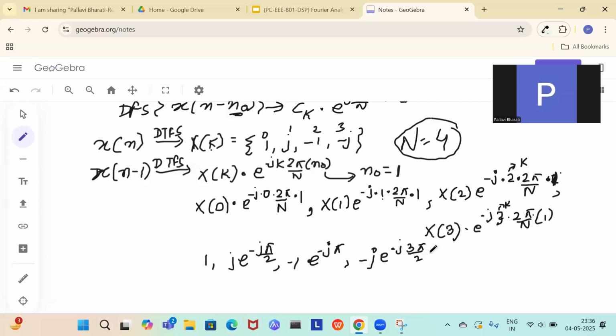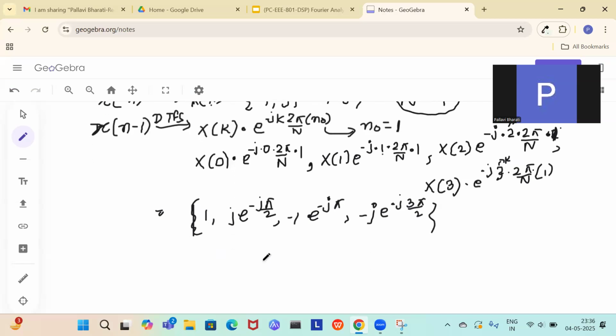So this is your coefficient when you are shifting it in the time domain by 1 unit, then the Fourier series coefficient changes in this manner. Again, you can simplify this by breaking it into Euler's cos and sine, but this is the final thing that you will be getting.